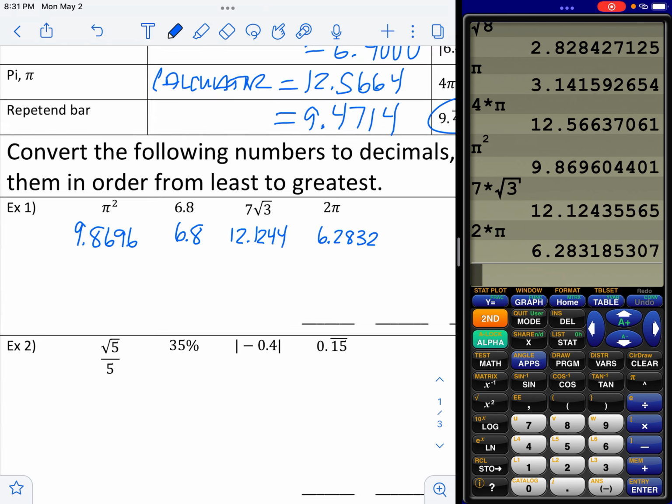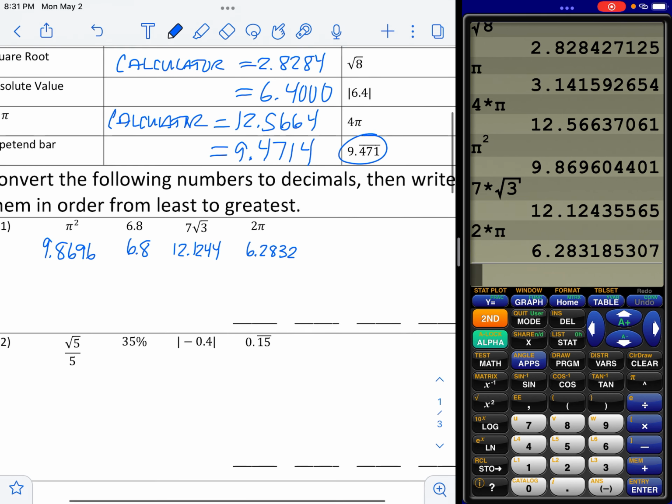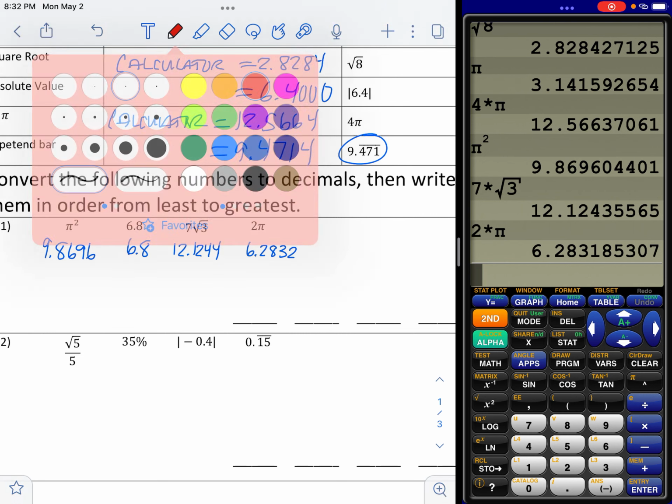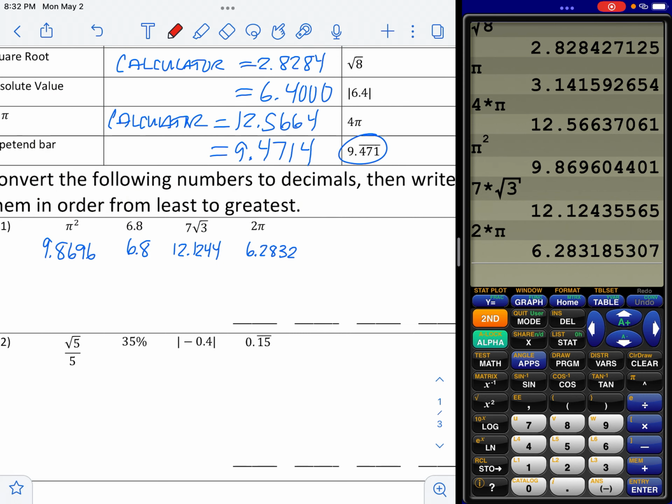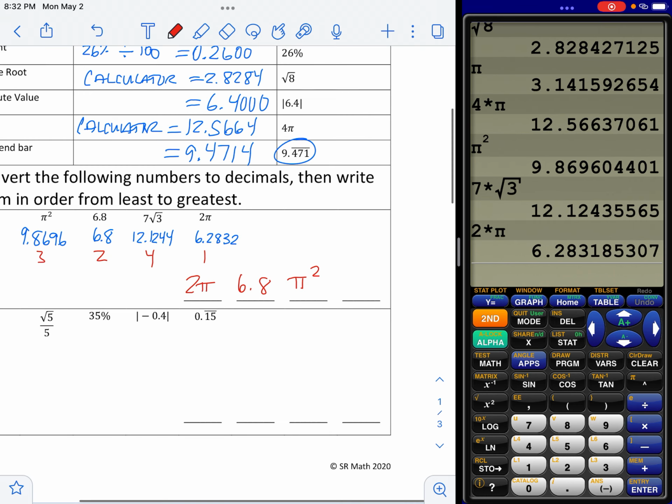the number, all right, not my decimal forms. So if I'm putting these in order, from least to greatest, 6.2832 is the least, then 6.8, then this, and then the 12. So I'm going to write 2 pi, and then I'm going to write 6.8, and then I have pi squared, and finally I finish up with 7 root 3.